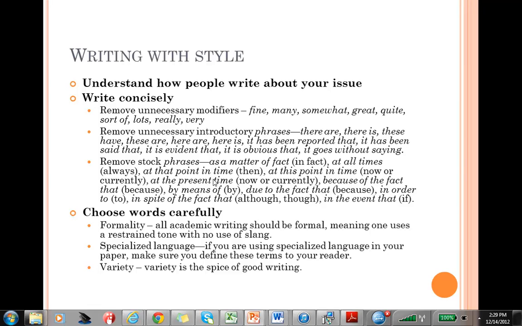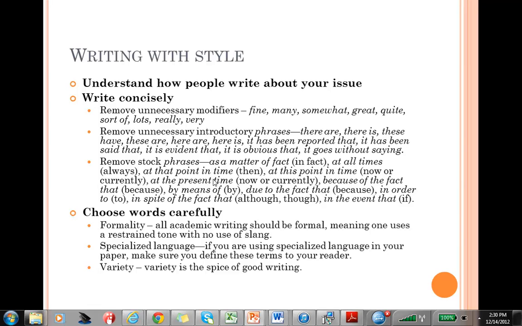You also want to think about using your words very carefully. Formality is something you want to really think about in an academic paper. All academic writing should be formal. That means you don't use any sort of slang in your paper, words like awesome or any other words like that that don't really add to the discussion that you're making, should be removed.